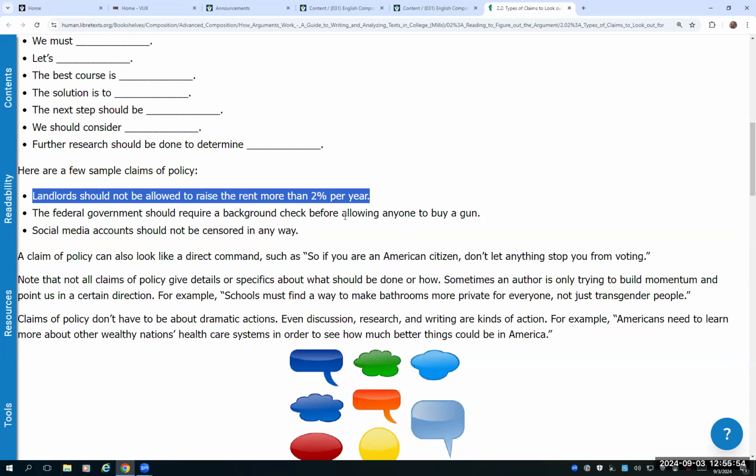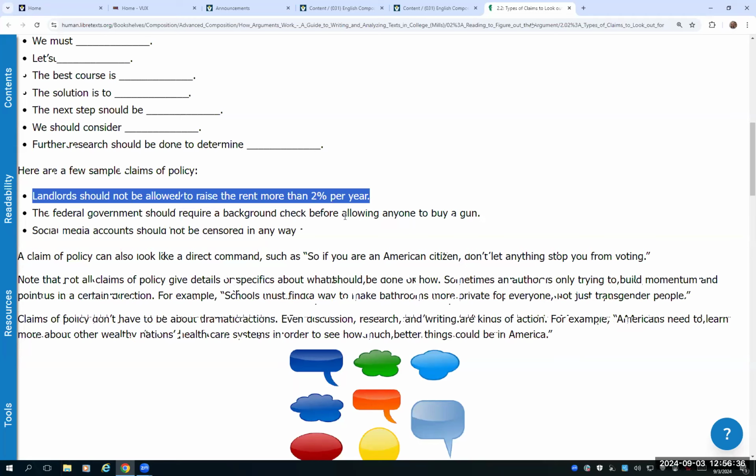If you saw a sentence like that in what you're reading, that's the author making a claim of policy. And remember, claims address a problem. They are contestable. We can question them. And there may be more than one viewpoint, more than one way to think about the topic. So here, it addresses a problem. Landlords raising rent is the problem being addressed.